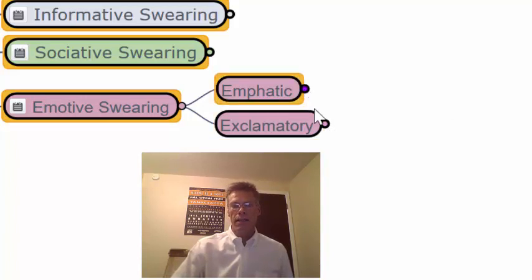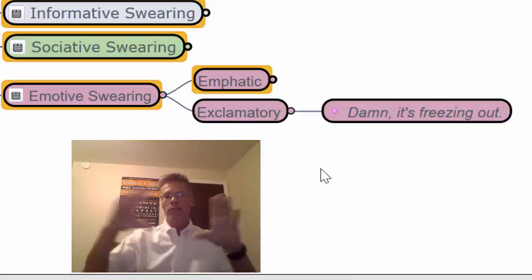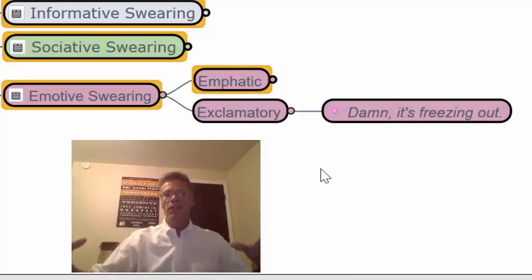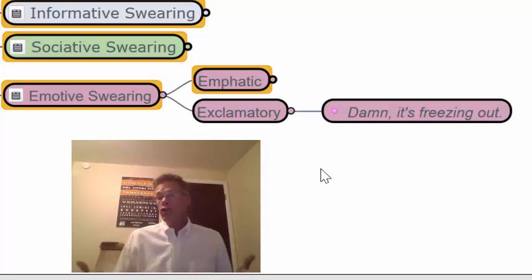And then there's the exclamatory, which tend to be these exclamations, often interjections of sorts, that create the emotion of the utterance as a whole. Like, damn, it's freezing out, or fuck, that sucks, right? So in that case, it's giving an exclamation to our emotions. And we can express the whole range of emotions with our exclamations, from anger, sadness, frustration, and joy, right? They can also be positive exclamations.